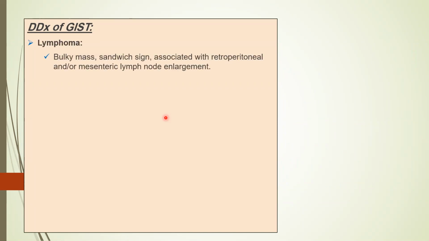Differential diagnosis: lymphoma, bulky mass, sandwich sign, retroperitoneal lymphadenopathy. Lymphadenopathy, we said, in GIST we don't see lymphadenopathy.